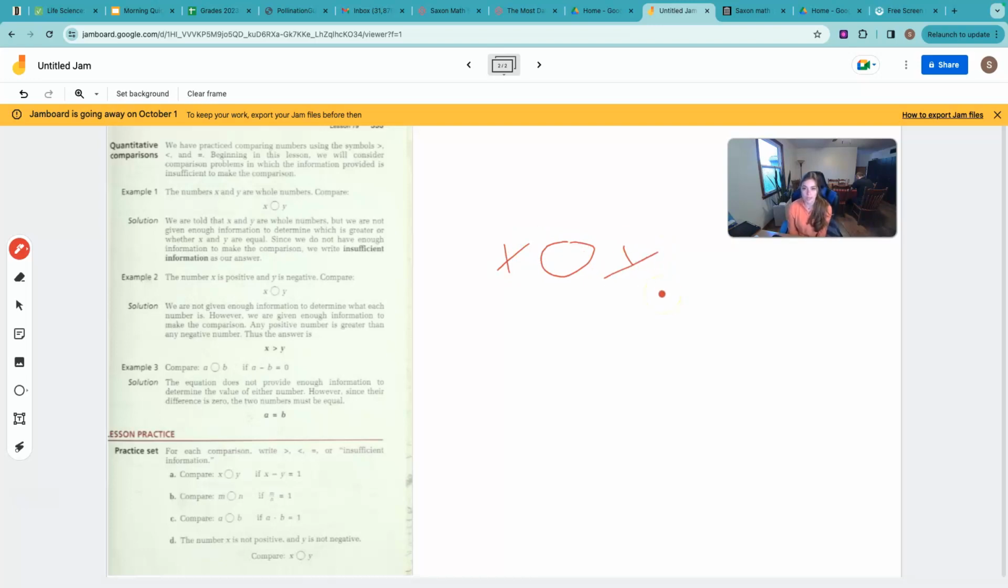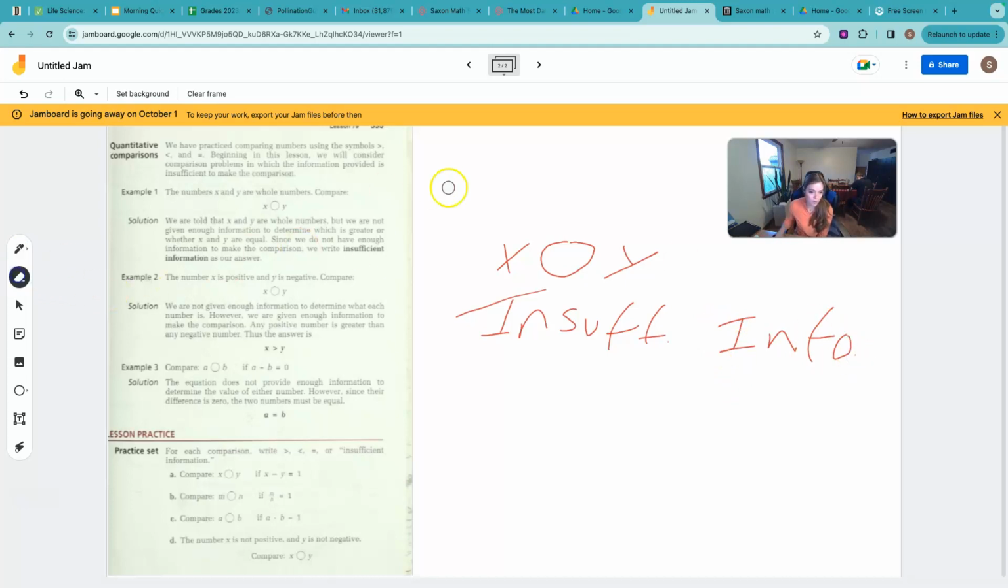Well, I have no idea to tell if they're equal or not. I don't know what the whole numbers are, right? I'm just knowing they're both whole numbers. This would be a quantitative comparison problem, or comparing the two, where there's insufficient information. I don't have enough information to solve it because I don't know what X and Y are, other than the fact that they're whole numbers, right? So that would be a case of insufficient information.